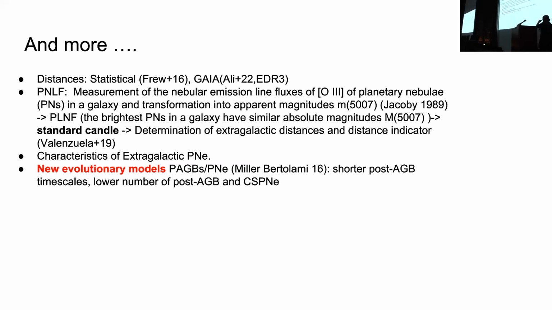In 2016, Marcelo Miller-Bertolani published new evolutionary models. What those models are telling us is that the time scales are much shorter than what we thought before. That means the time to go through the post-AGB to planetary nebulae is much shorter than in all the different models that we were relying on in the past.